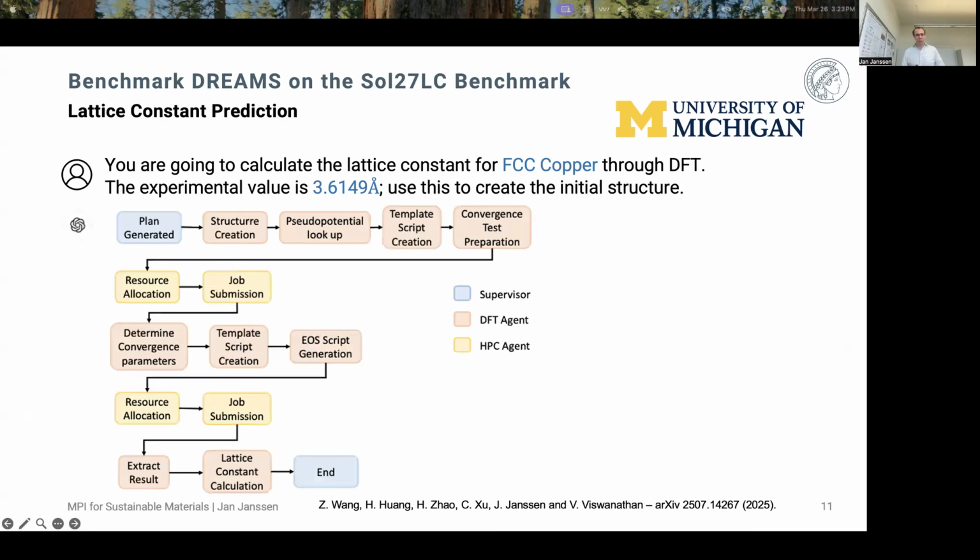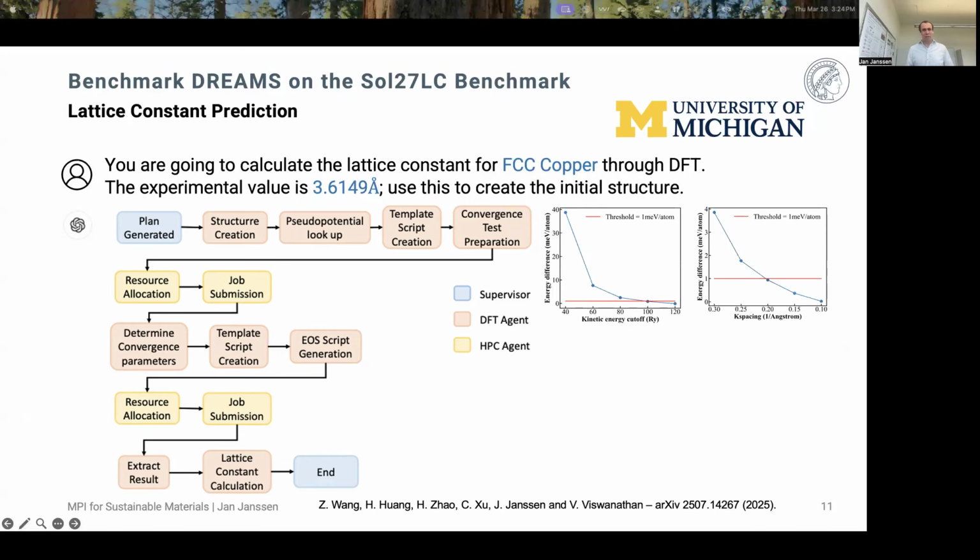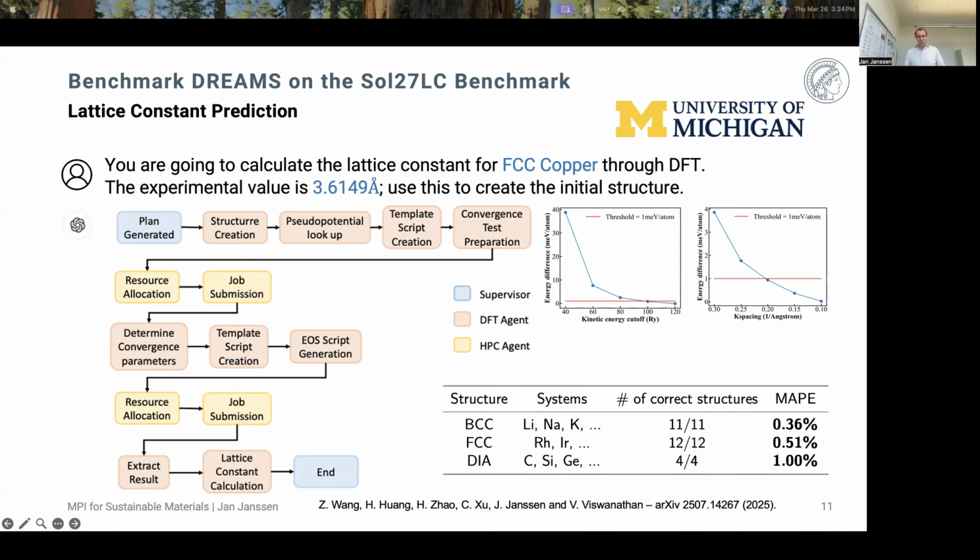So that's what we see here, right? In the first step, the supervisor comes in and writes out a plan. What are the different steps that have to be executed? Then the agent does its convergence checks, so really identifying, okay, what is the kind of basis set that I need for my simulation so that it's a reliable result, really being trustworthy, and afterwards executing the corresponding simulation. When we look at the result, the error is around 1% or lower.